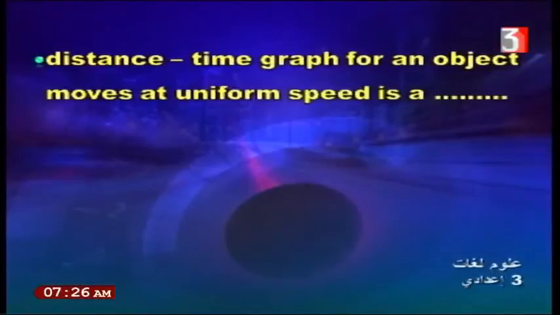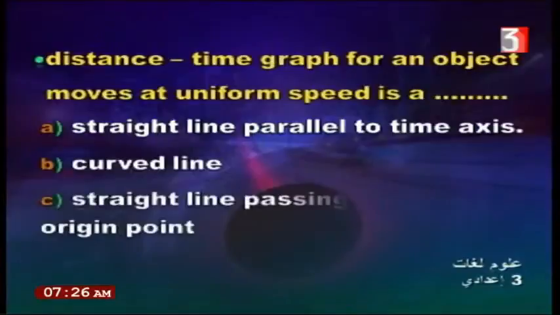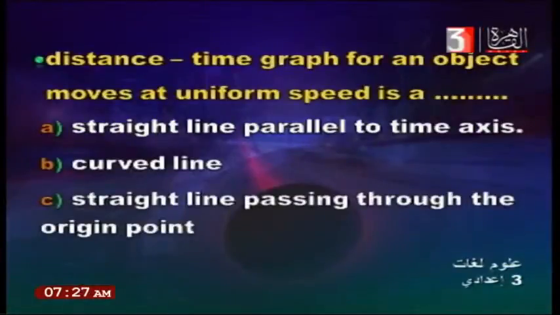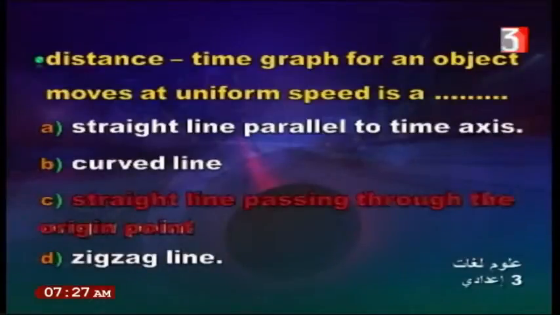A distance-time graph for an object moving at a uniform speed is a straight line parallel to the time axis, a curved line, a straight line passing through the origin point, or a zigzag line. For a distance-time graph of an object moving at uniform speed, it will be a straight line passing through the origin point.